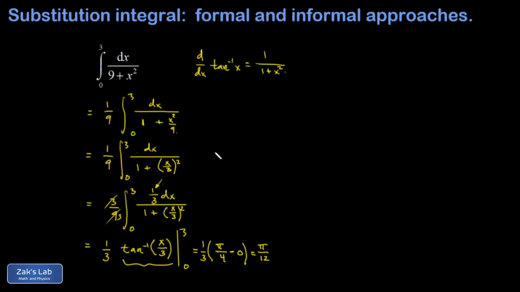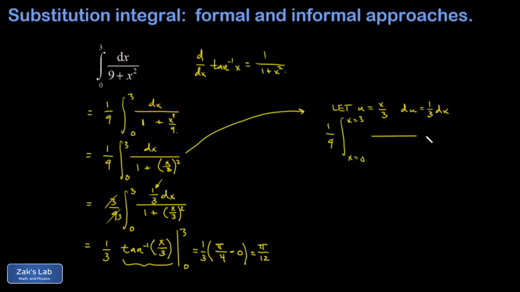Now, if you wanted to be a little more formal about this and use an explicit u-substitution, we could break in at this step, and we could say let u be the interior function. So let u be x over 3. And that means du is 1/3 dx. And I can write the integral as a 1/9, and it's the integral as x goes from 0 to 3. And the denominator in my integral is now a 1 plus u squared.